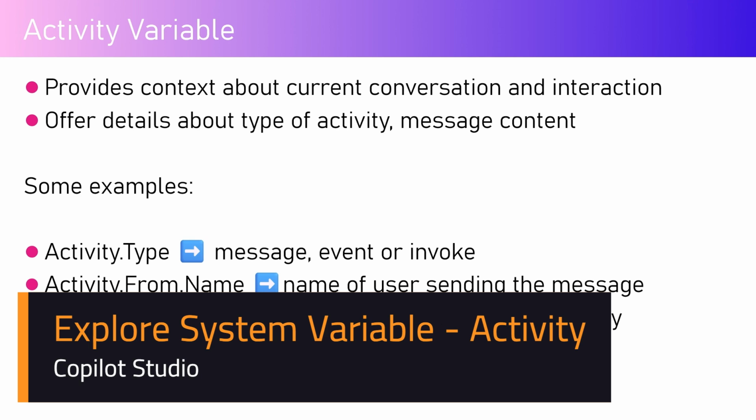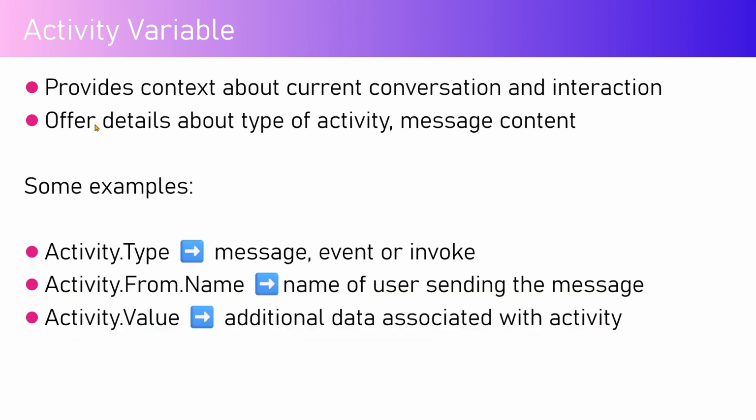In this video, I'll be talking about the activity variable in Microsoft Copilot Studio while authoring an agent. The activity variable basically provides context about the current conversation and interaction. It offers details about the type of activity you are in and the content of the message. Some of the examples I have listed over here.